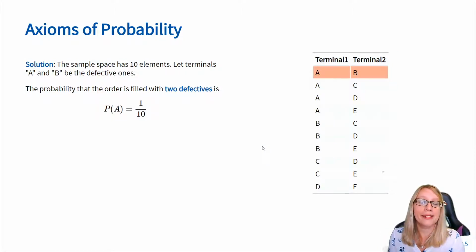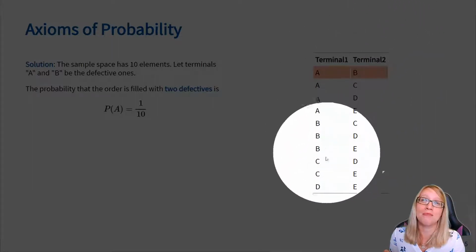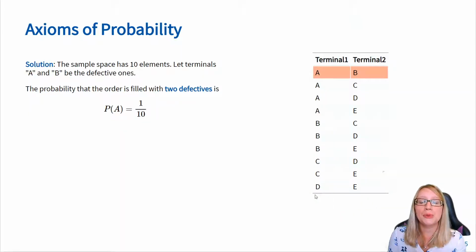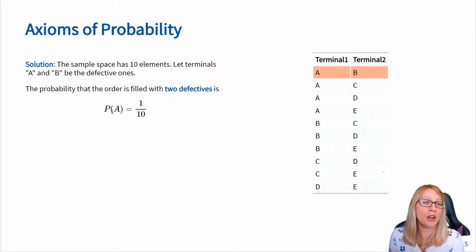So let's start by listing the sample space. Our sample space has 10 elements. Here I'm going to represent each terminal with a letter: first terminal letter A, second terminal letter B. Without loss of generality, we will assume that A and B are the defectives. So let's think about the probability that the customer is really upset: the customer gets their order and both of the computer terminals are defective. Looking at our list of possibilities, there's only 1 time that occurs. That's the first row in this table. So the probability that the customer is incredibly unhappy, gets 2 defectives, is 1/10.